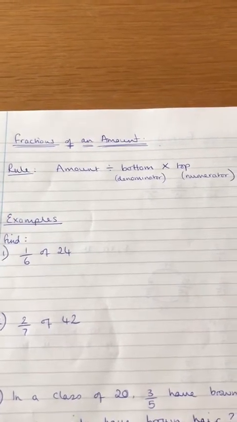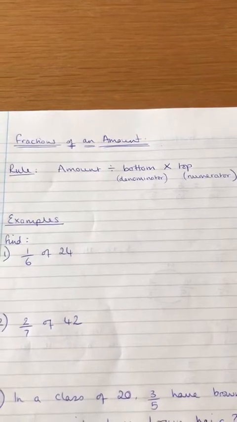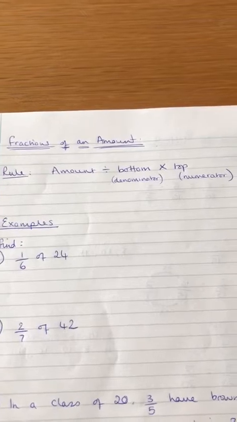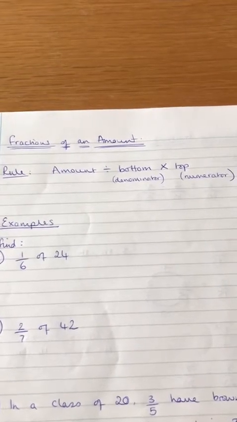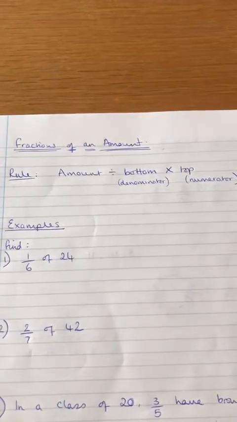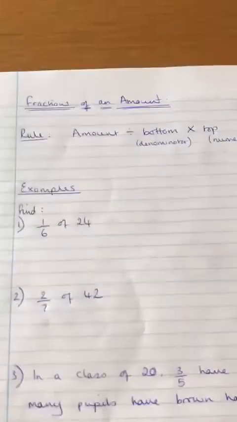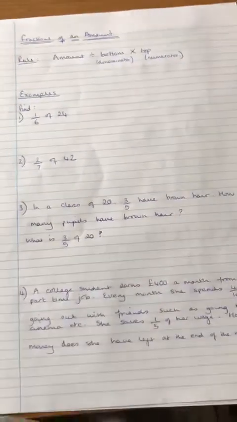So the rule is nice and simple for this. You take the amount, you divide it by the bottom number of the fraction, the denominator, and then times that answer by the top number of the fraction, so the numerator. So nice and simple, just take the amount, divide by the bottom, times by the top. Okay, so we'll look at a couple of examples, some just basic ones and then some wordy examples.